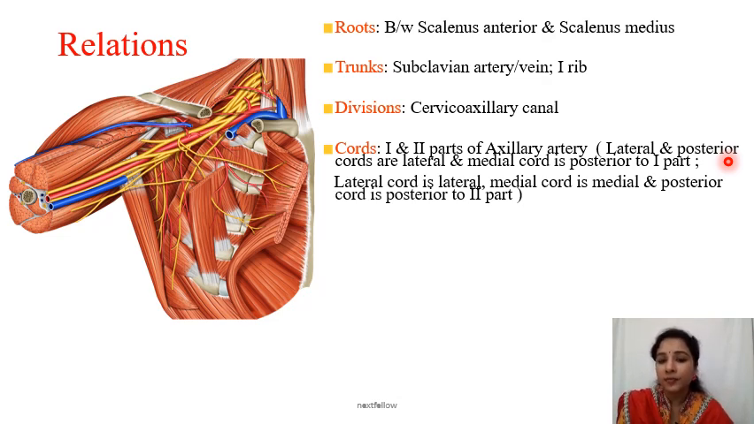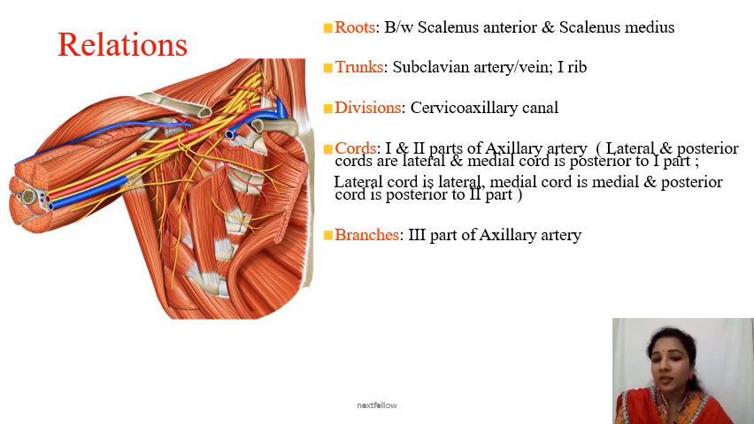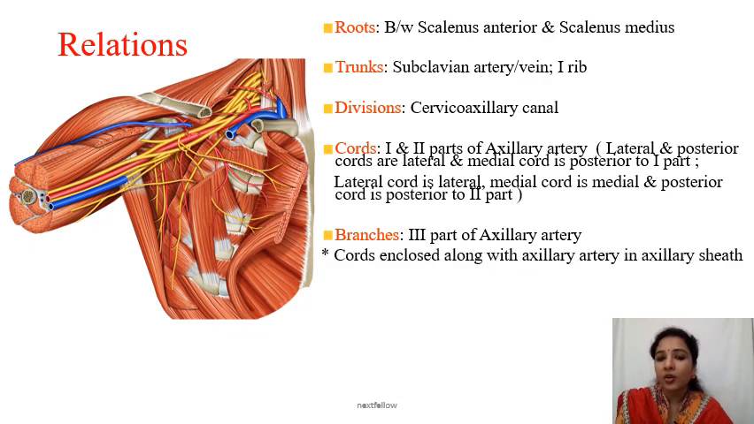And cords, we know medial cord, lateral cord and posterior cord are present. They are related to first and second part of axillary artery. They are named based on their relationship with the second part of axillary artery. So if you see the second part of axillary artery, medial cord is on the medial side, lateral cord is on the lateral side, and posterior cord is on the posterior side of the second part of axillary artery. So based on the relationship with the second part of axillary artery, they are named. And branches are related to the third part of axillary artery. Cords are enclosed with the axillary artery in the axillary sheath.